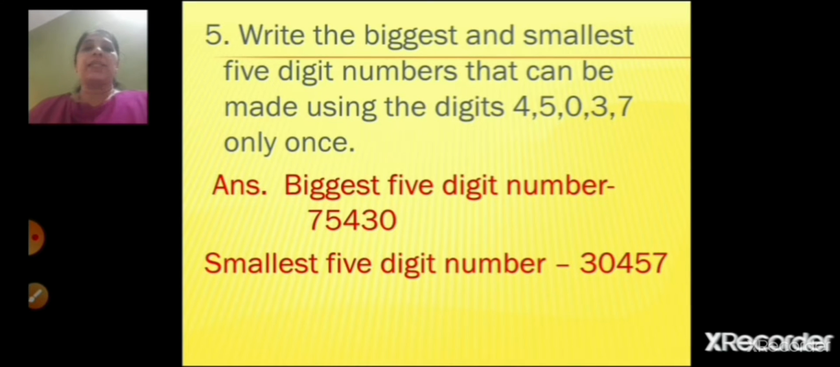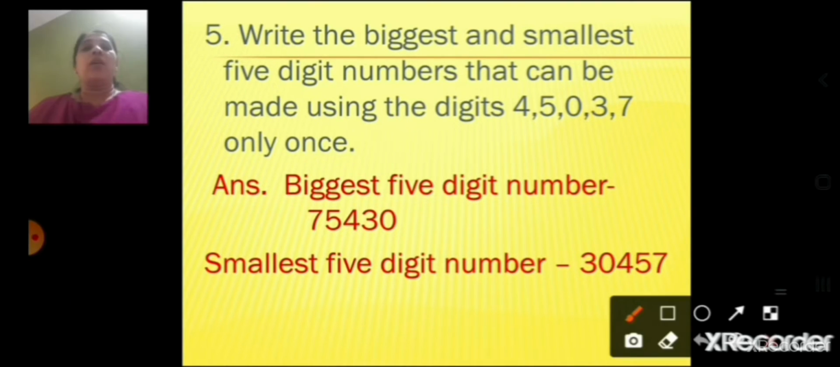Write the biggest and the smallest 5-digit numbers that can be made using the digits 4, 5, 0, 3, 7 only once. Right? So what they have told, we have to use these numbers, that is 4, 5, 0, 3 and 7. Using these numbers only one time you have to write the smallest and the biggest 5-digit number. 5-digit number means there should be 5 numbers in it. And you have to use only these numbers, and that also only one time.